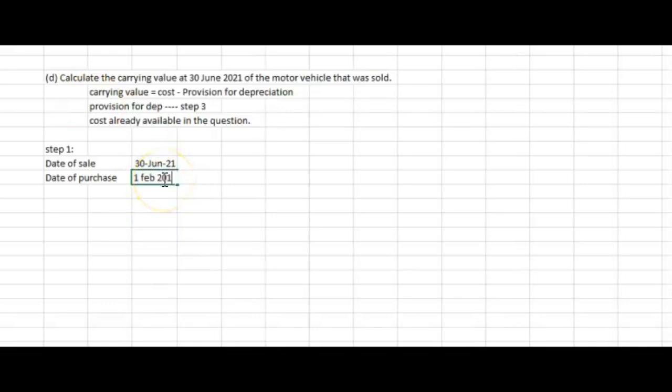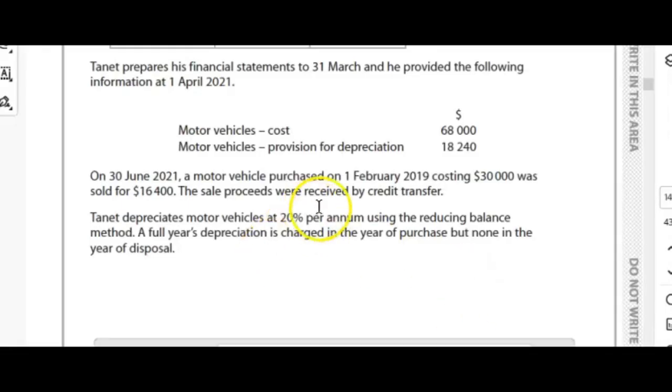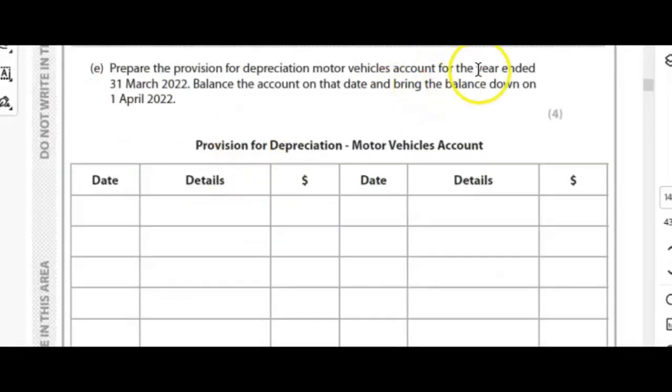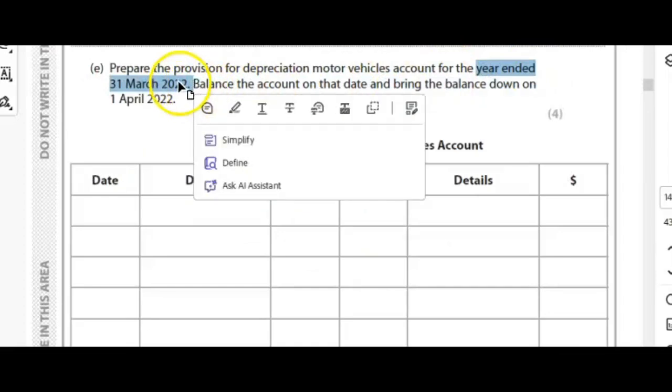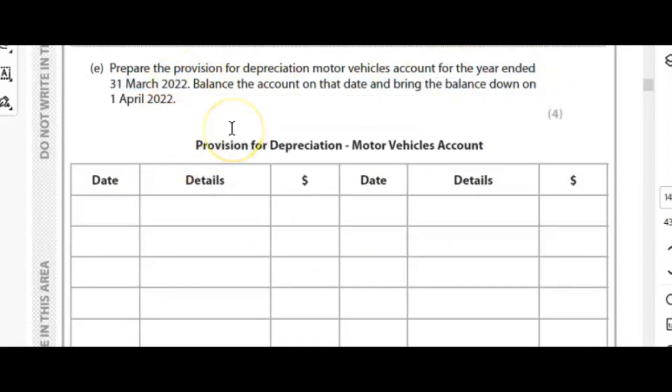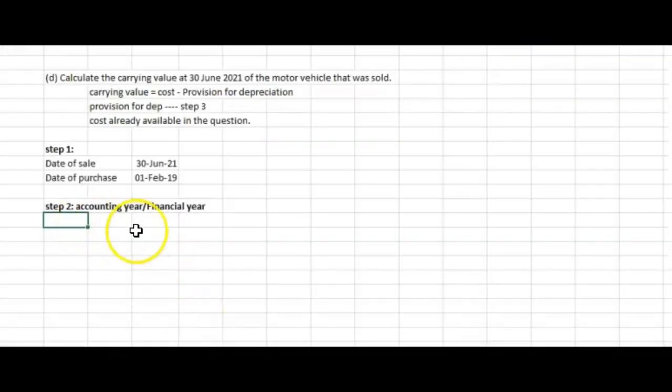We move to step 2. In step 2, we establish the accounting year and then further go on to know how many years the sold vehicle was with the company. First, we begin with the year end, which you will get directly from the question that says year end is 31st March 2022. Then write the beginning of the year, which is the next month, April, and previous year, which is 2021. So the current year is 1st April 2021 to 31st March 2022.